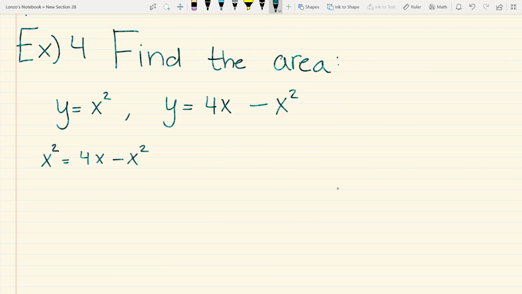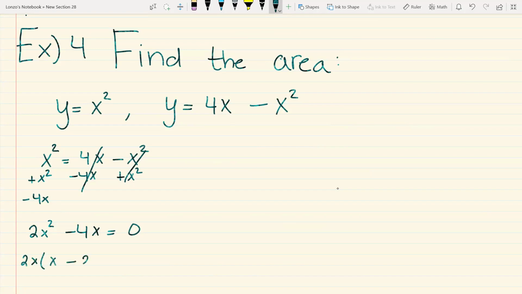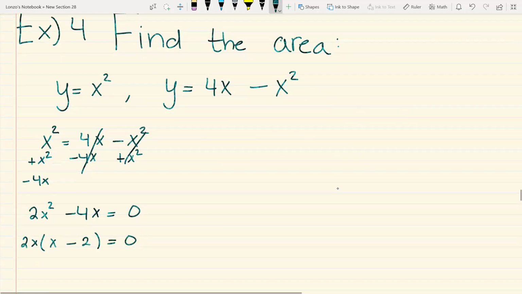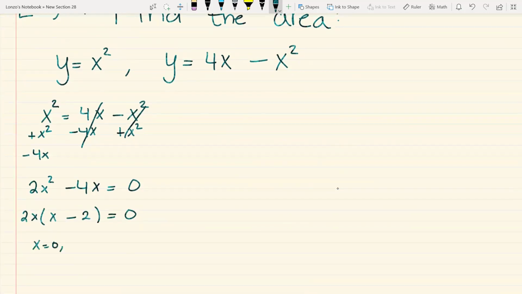Okay. And then we're probably going to factor this, so we have to get one side to 0. So I'm going to add x squared to both sides, and subtract 4x. This cancels, this cancels. So 1x squared plus 1x squared is 2x squared, right? And then you have negative 4x equals 0. And then it looks like we could take out 2x. Yeah, 2x, so this is x minus 2. So when you solve, you get x equals 0, and then x equals 2. Okay, so it's most likely we're going to go from 0 to 2.